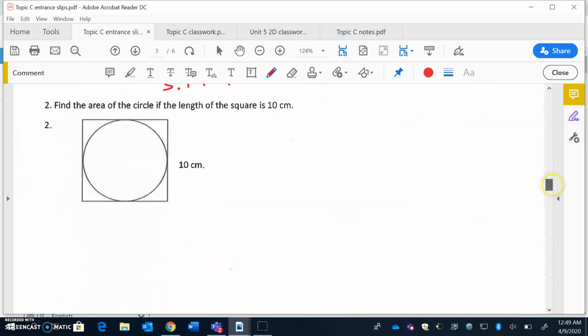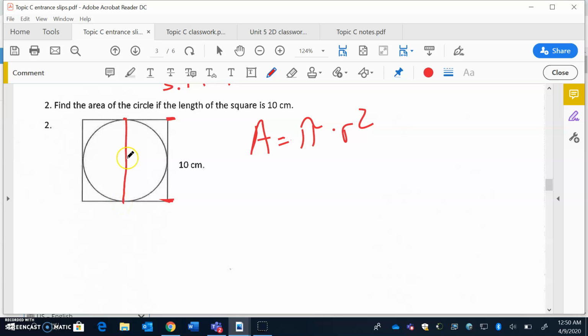All right, and then for question 2, find the area of the circle if the length of the square is 10. So what we're after here is they're going to hide some of the information that we need. We know it's pi times radius squared. And they don't simply give me the radius. But what we do want to notice is they did give us the square. And the square goes from the top of the circle to the bottom of the circle. So what we can see here is it's the same distance from here to there.